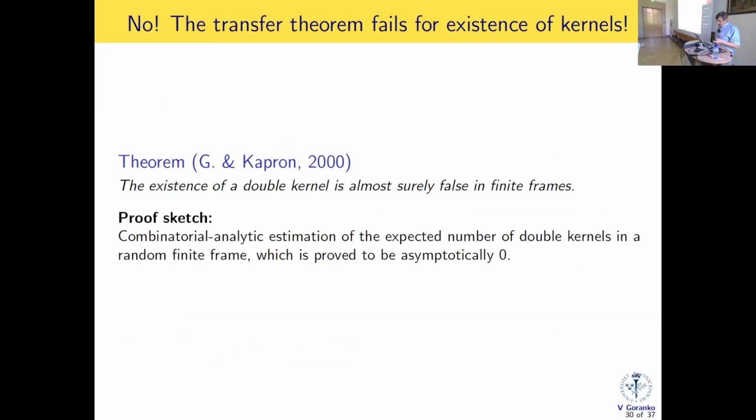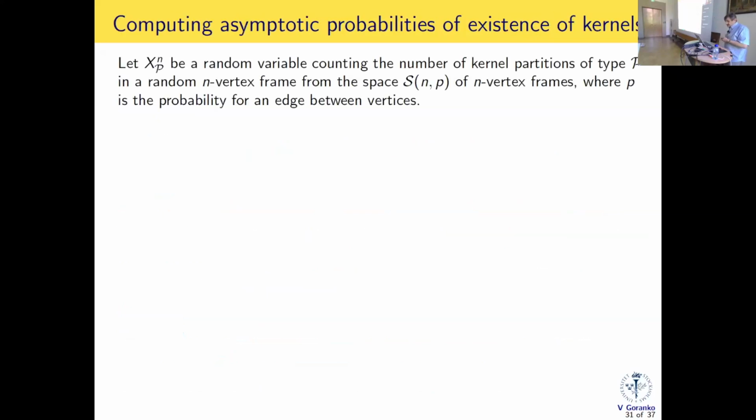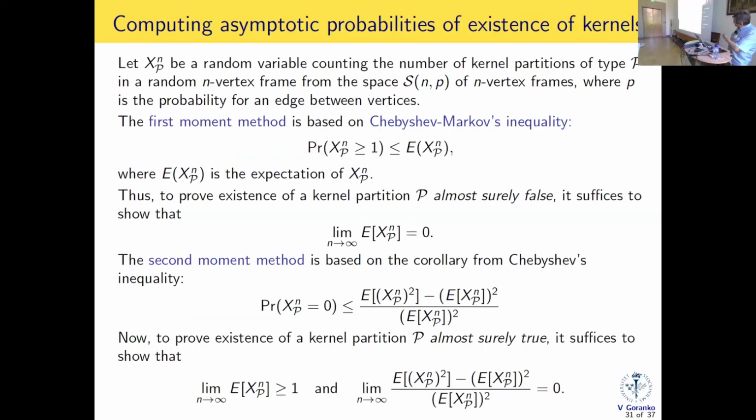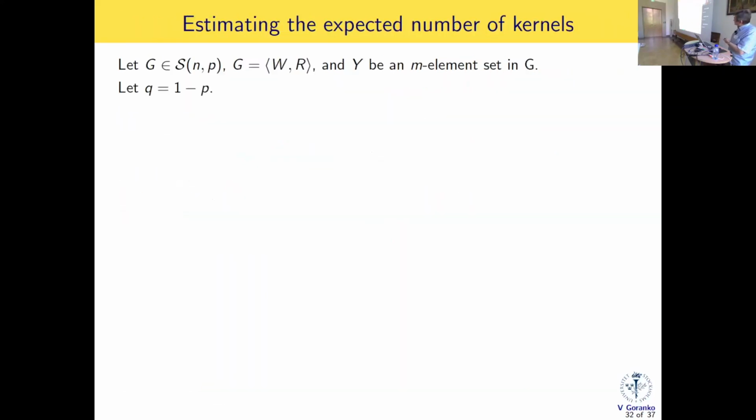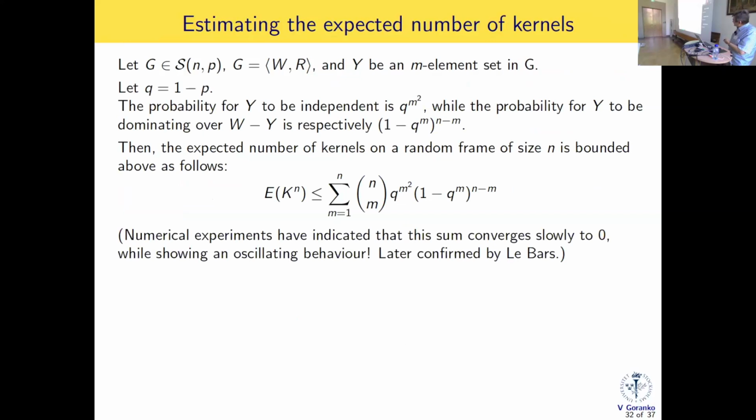The proof is, again, more or less following standard technique, but with a non-trivial combinatorial analytic estimation of the expected number of double kernels and so on. There are 3 slides with technical results that you can just glean, and if you want to ask me, in the Q&A.